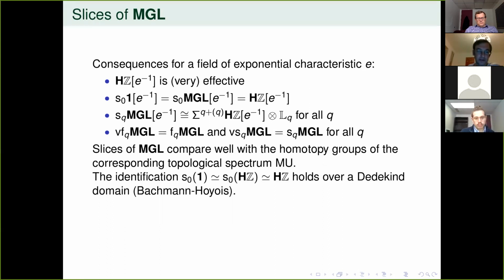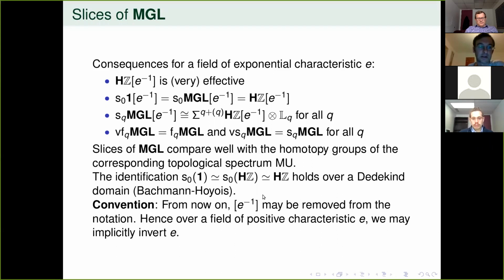Yeah, and just to emphasize, the computation of the zero slice of the sphere, that this is the Eilenberg-MacLane spectrum, holds over a Dedekind domain and without inverting anything. Again, Bachmann-Hoyois. And I'm going to be lazy and I might just skip inverting the exponential characteristic. And you're free to complain about this. Yeah, so this is meant as a further encouragement to interrupt the speaker in this electronic seminar. Shouldn't the characteristic be inverted is a question you can almost always ask.